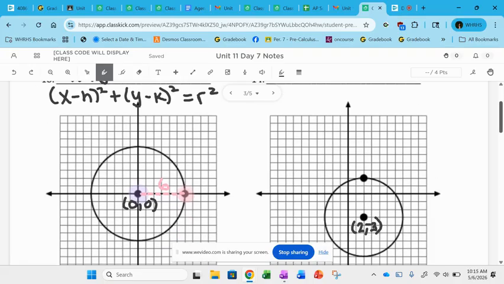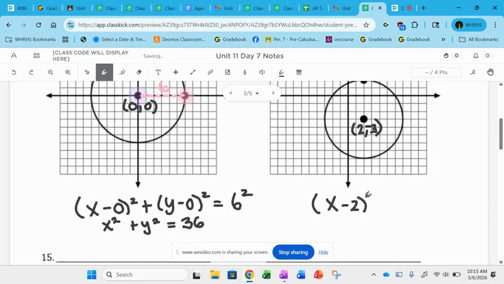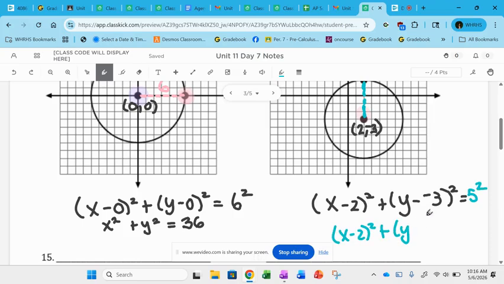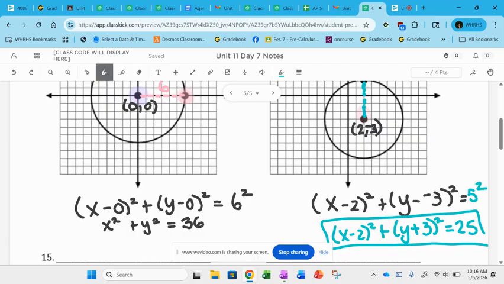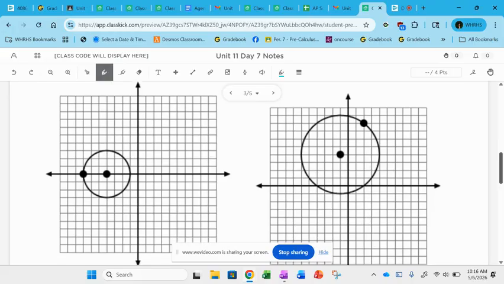All right, so for this one, we're going to have x minus 2 squared plus y minus a negative 3 squared equals the radius squared. Now we got to find the radius. So we're 1, 2, 3, 4, 5, so equals 5 squared. So this is going to be x minus 2 squared plus the quantity of y plus 3 squared equals 25. How many people got that? Okay, the last one I need to show you because it's a little bit different is number 16.